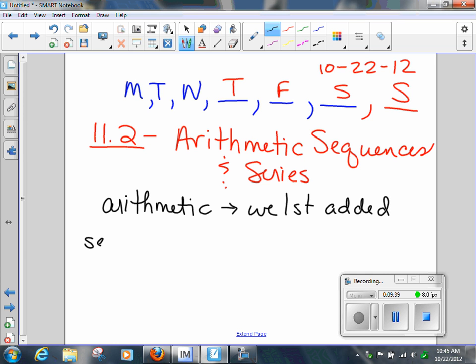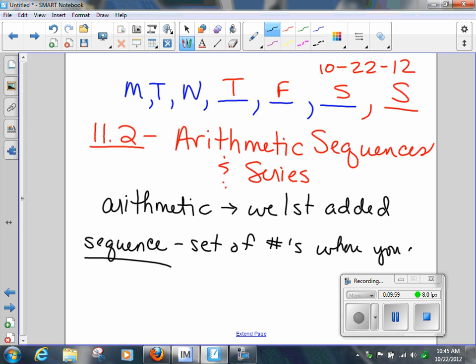Sequence is the first thing we're going to look at. It's a set of numbers where you can find a pattern. A sequence is a set of numbers where you can find a pattern.